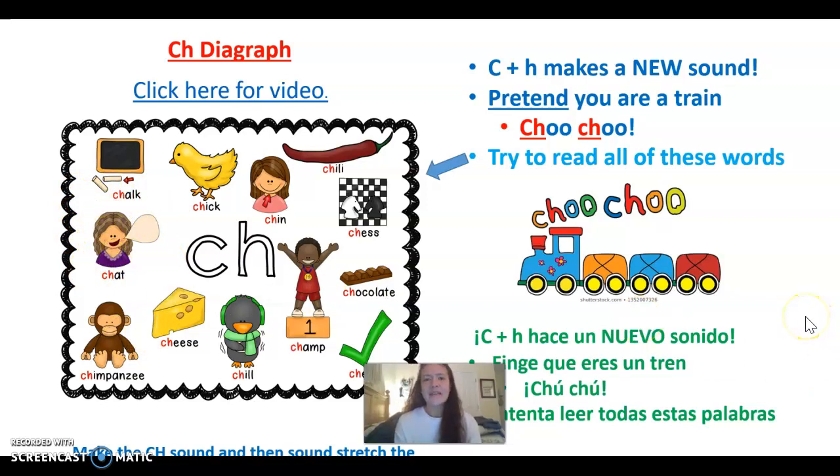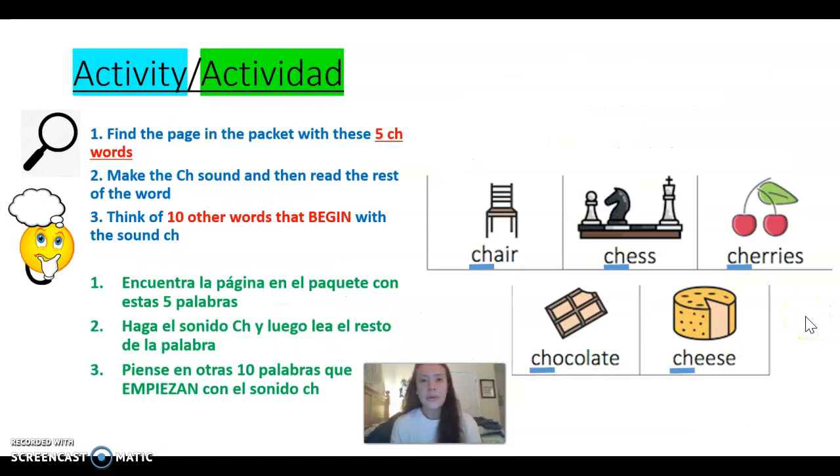Good job, y'all. So today I want you to open up your packet, and you're going to find the page in the packet that has these 5 pictures. Okay? And then you're going to make the ch sound at the beginning of each word, and then you're going to sound stretch the rest of the word to read it. And then when you're all done with that, you're going to think of 10 other words that begin with the sound ch. So that means that first sound you make is going to be ch, like in all of these words. That's the first sound, the beginning sound.